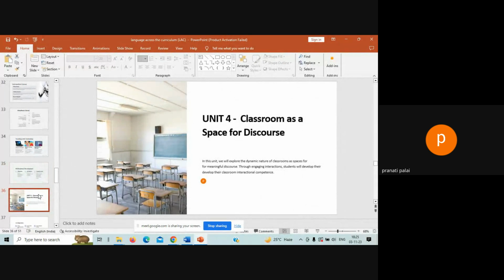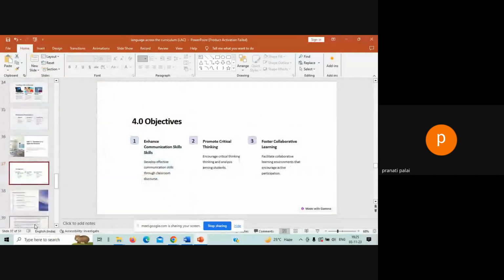Next is Unit 4, classroom as a space for discourse. What are the objectives? Enhance communication skills, promote critical thinking, foster collaborative learning.